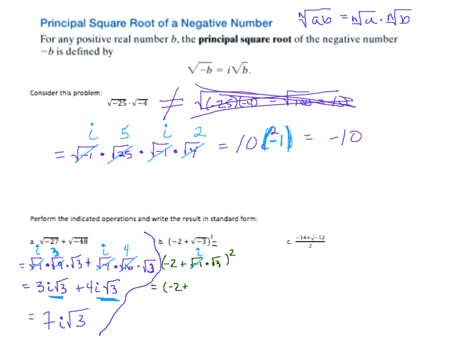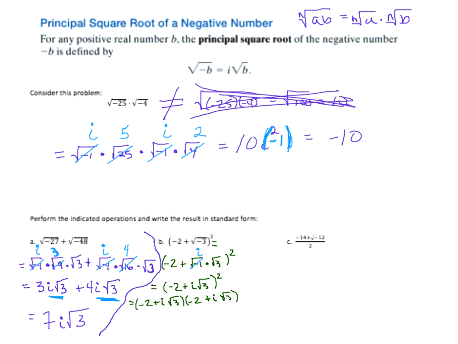-2 plus i square root 3, squared. Now, don't fall into this trap of squaring the first term and squaring the second. We have no sum of squares rule. This literally means -2 plus i square root 3 times itself, -2 plus i square root 3. If you just square the first and square the last, you're going to be missing the entire middle term there.